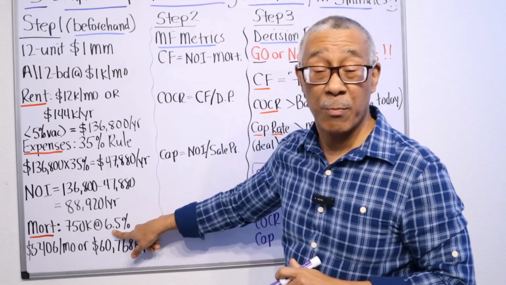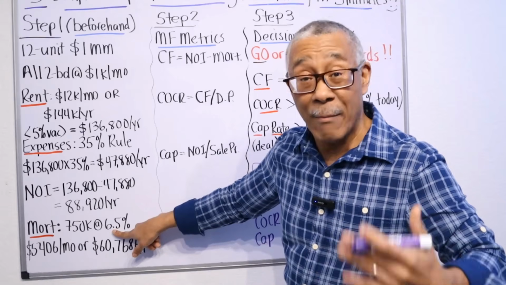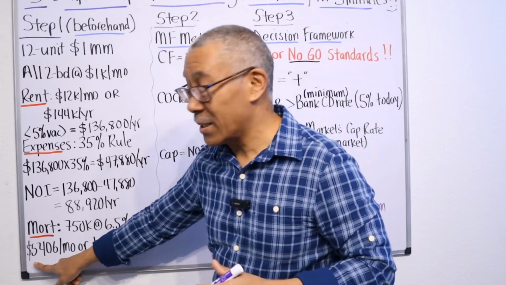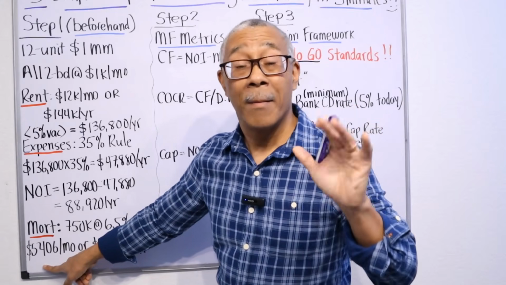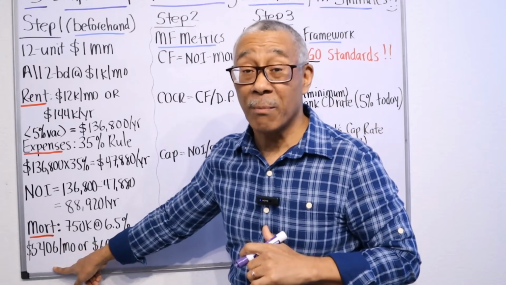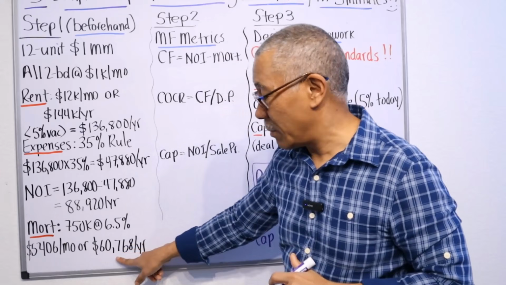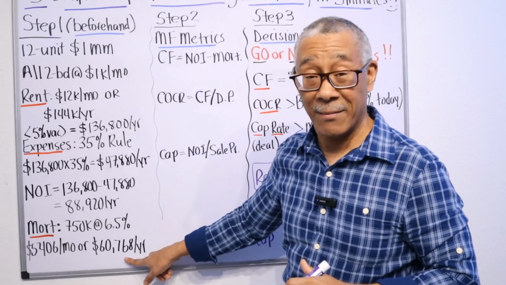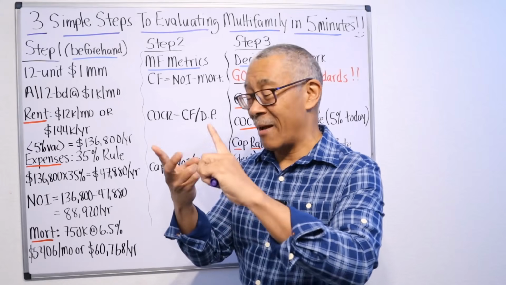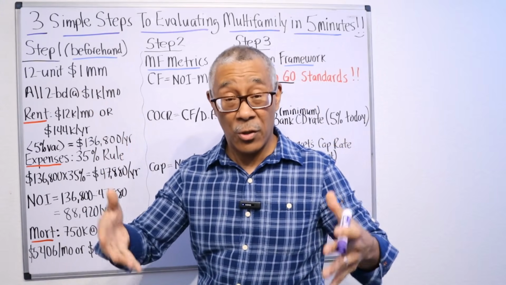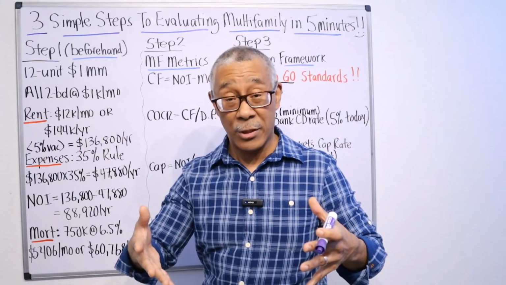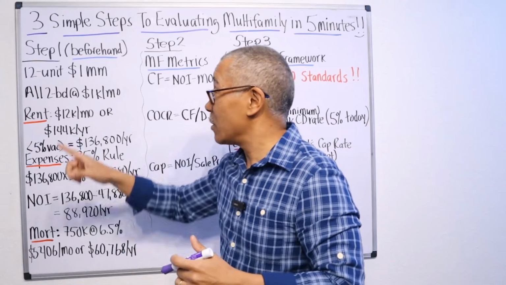Okay, at 6.5% interest rate, amortized over 25 years, gives me a monthly payment of $5,406 per month. But I need an annual figure, so I'm going to multiply that by 12. That comes out to be $60,768. Okay, so I have my income, I have my expenses, I have my mortgage. Have all that beforehand, so you can do your really important calculations. So that's step one.